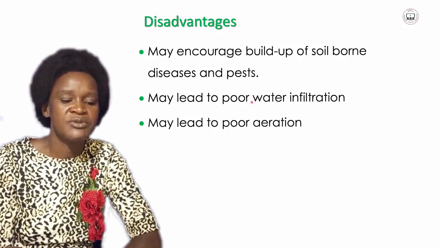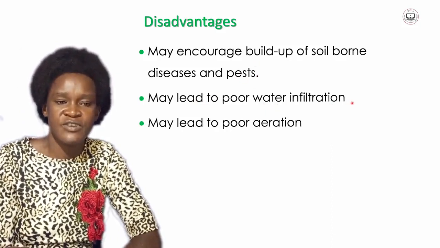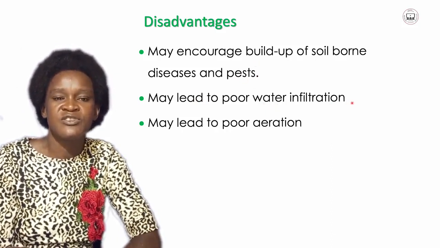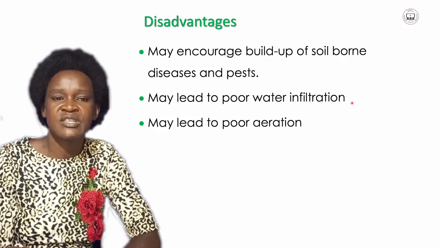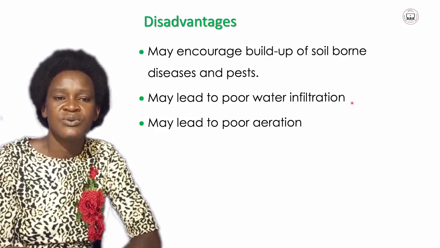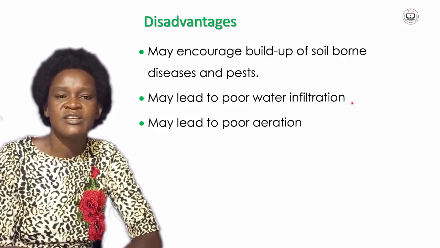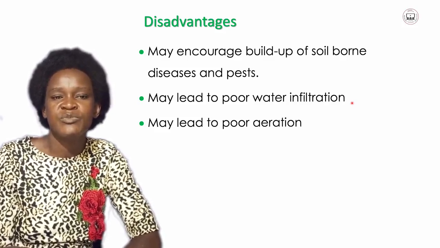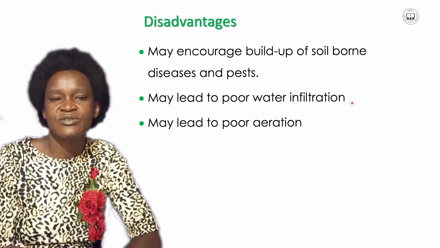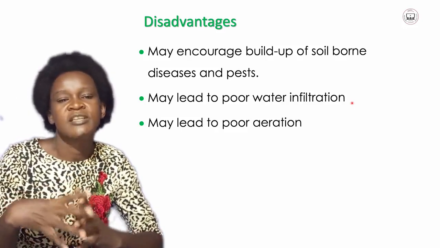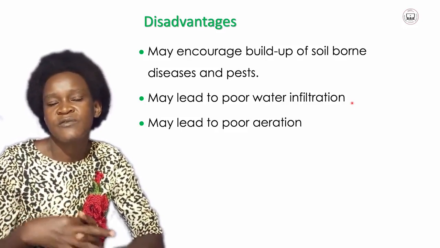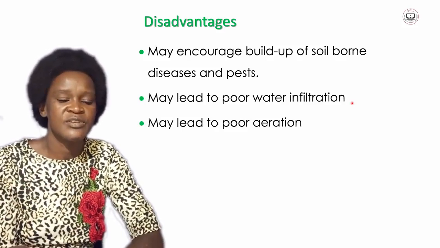And it also may lead to poor water infiltration. Most of the time, for infiltration to take place, you need to loosen the soil. So you can loosen the soil if you till the land. So if you are not tilling the land, it means the soil will be intact, so it will be difficult for the water to penetrate into the soil.